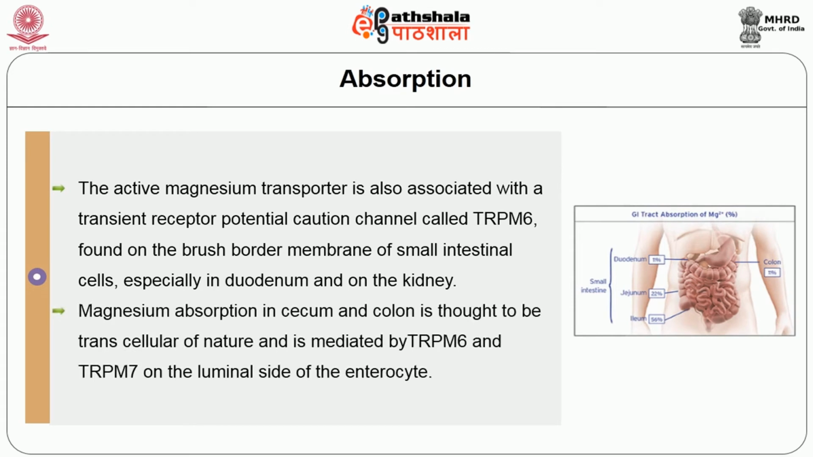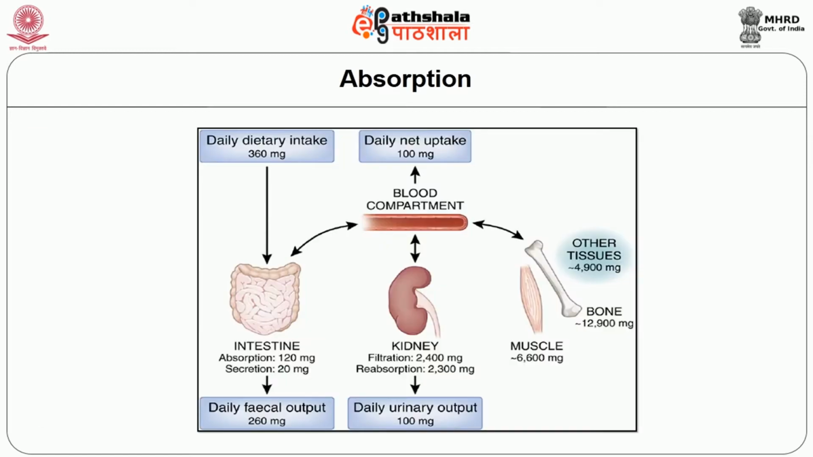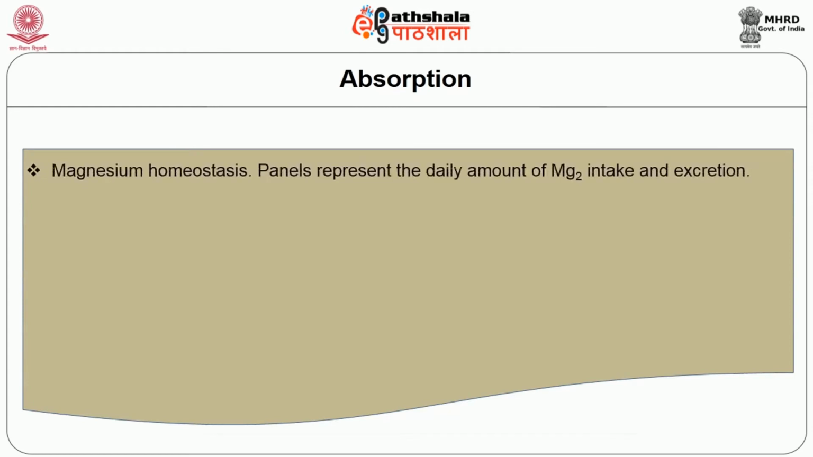Magnesium absorption in the cecum and colon is thought to be transcellular in nature and is mediated by TRPM6 and TRPM7 on the luminal side of the enterocyte. That is how magnesium is digested and absorbed, and what the amount digested and the output are. Magnesium homeostasis panels represent the daily amount of magnesium intake and excretion.